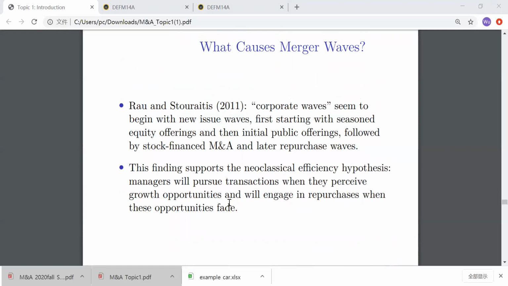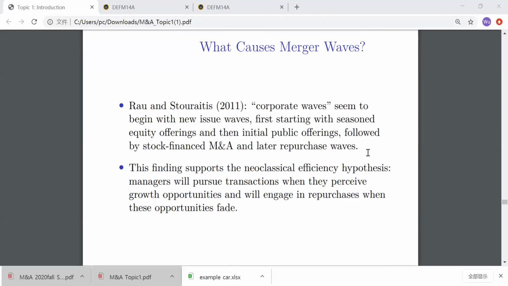And another paper by Rhodes-Kropf and Viswanathan finds that corporate waves seem to begin with new issue waves, first starting with seasoned offerings and then initial public offerings, and then followed by stock-financed mergers and acquisitions and later repurchase waves. Right? So this is consistent with the intuition, right?